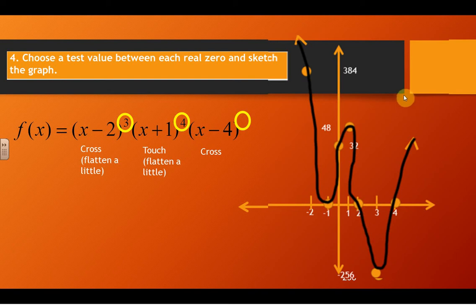Make sure you have your arrows at the end to show that it continues. And look how beautiful that thing is. It's really nice.